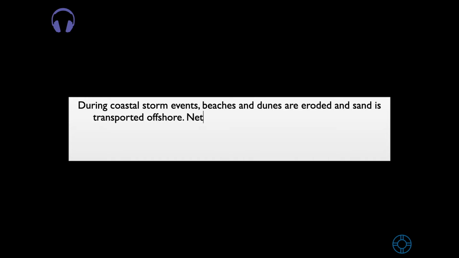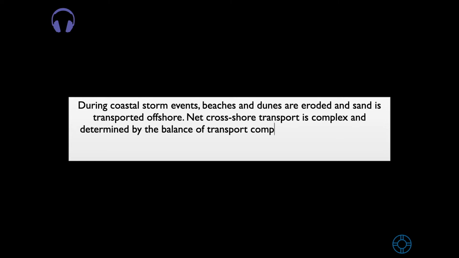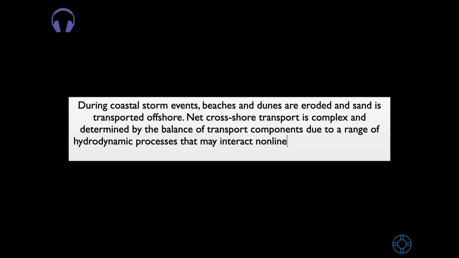During coastal storm events, beaches and dunes are eroded and sand is transported offshore. Net cross-shore transport is complex and determined by the balance of transport components due to a range of hydrodynamic processes that may interact non-linearly and are affected by the antecedent beach and shore face topography. Let's see some examples of storm waves and their impacts on the shore.